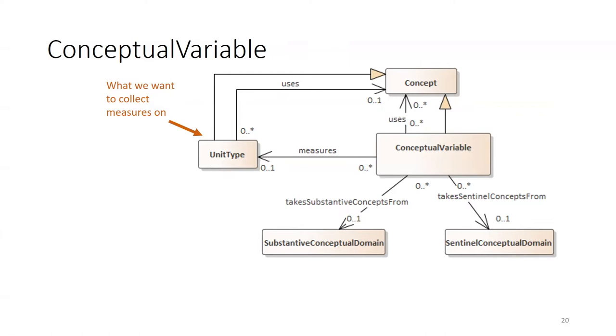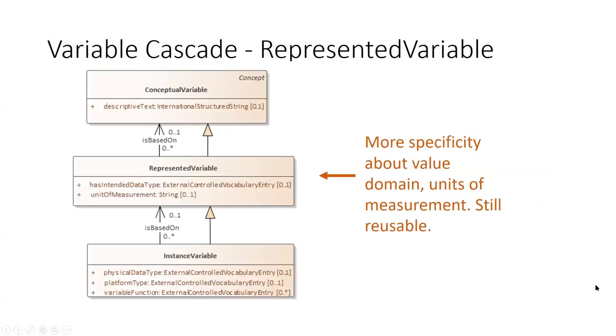But it could make sense, for instance, to already specify the concepts that are included in that measurement, the ones you want to have, and also what is called the sentinel conceptual domain. That is more about what you don't want to have in your analysis, like the missing concepts, don't know, refusal, and so on. That is possible at this level. Not always would it make sense, but sometimes, and then you could use it.